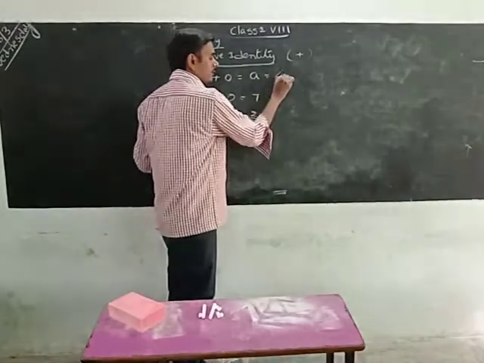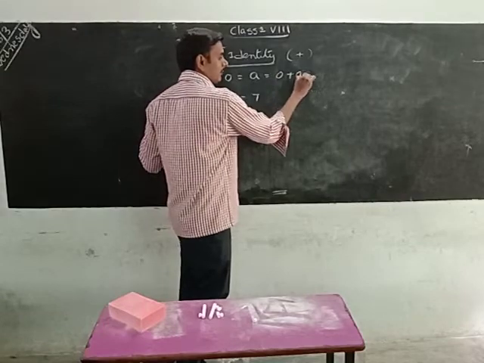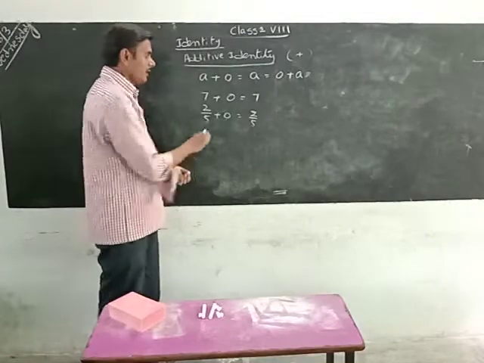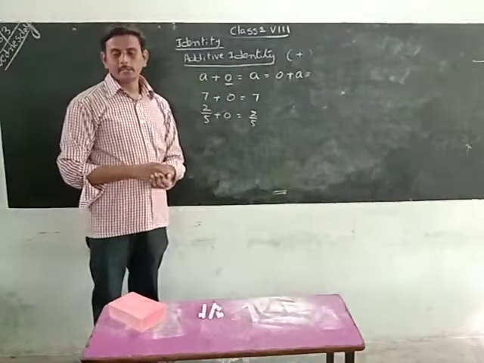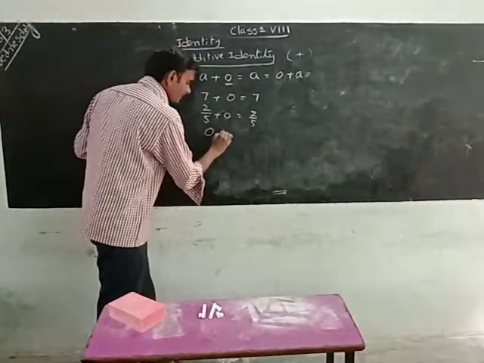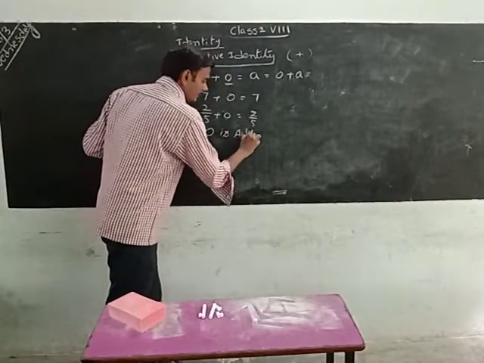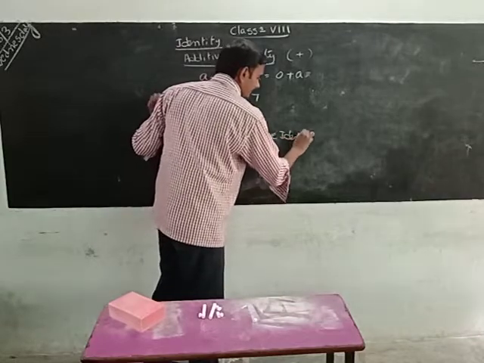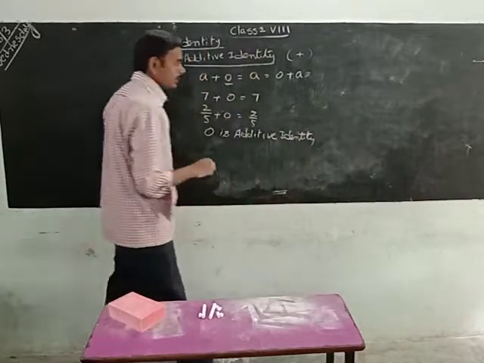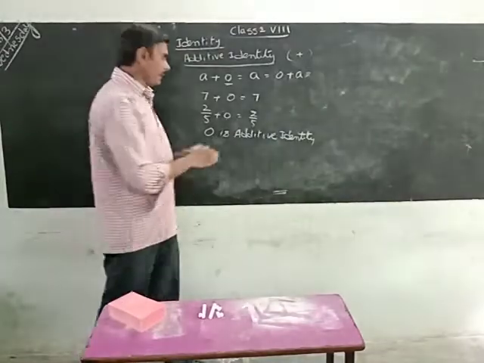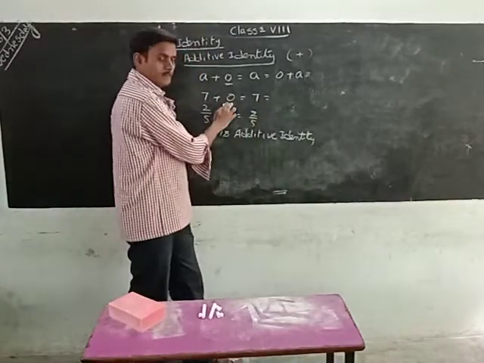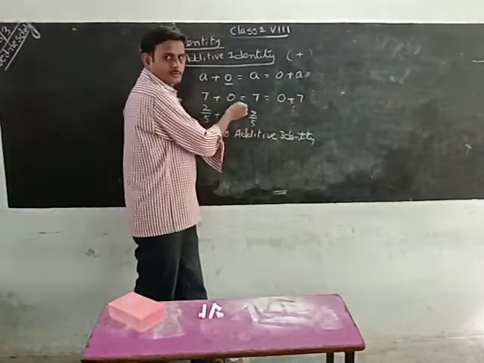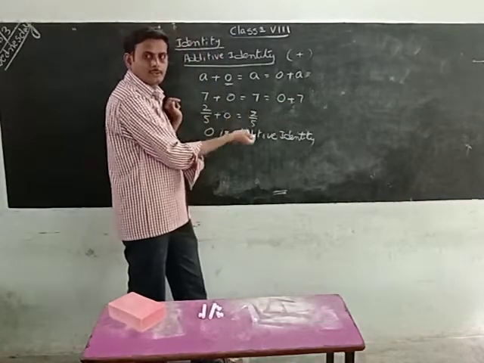If we change the order also, we will get the same. Here 0 is called the additive identity. What is the additive identity? By changing the order, you can check. 7 plus 0 we did here. Change the order: 0 plus 7. We get the same solution. 0 plus 7 means 7 only, and 7 plus 0 means 7 only.